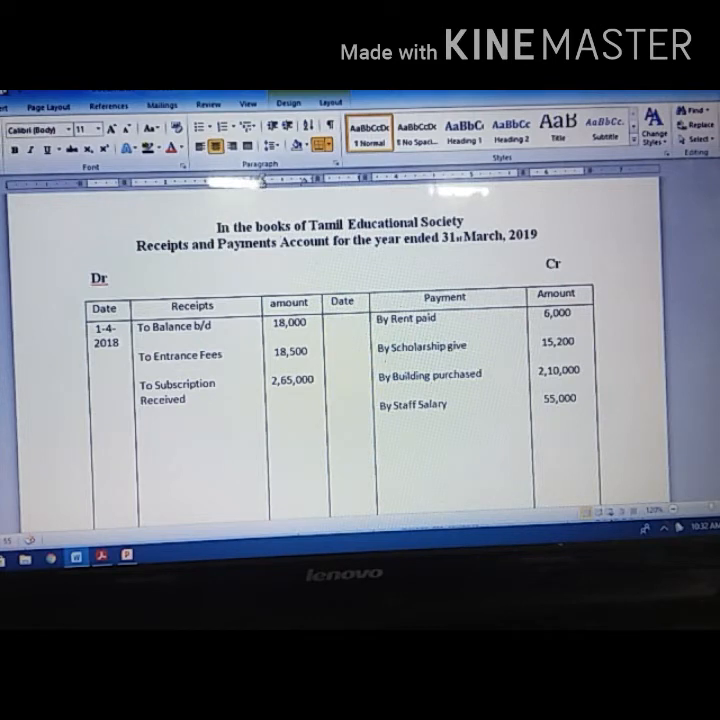Now we are going to add the debit side separately and the credit side separately. If you add the debit side, you will get 3,01,500. So 2,65,000, 18,000 plus 18,500, you will get 3,01,500. So that is the highest value.